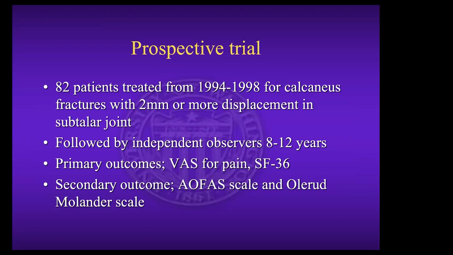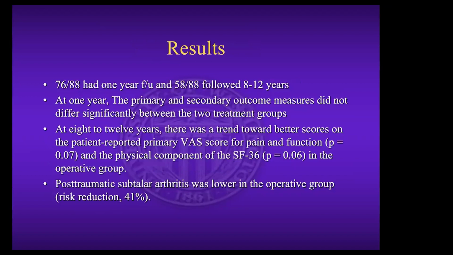The primary outcome measure, again, was a pain score and an SF-36, but they had a secondary measure, the AOFAS score, also a very flawed score, and the Olerud-Bolander score, which was validated for ankle fractures. So they had remarkable follow-up, something we could never do in an American trauma center. They had 76 out of the 88 enrollees follow up at an average of 8 to 12 years.